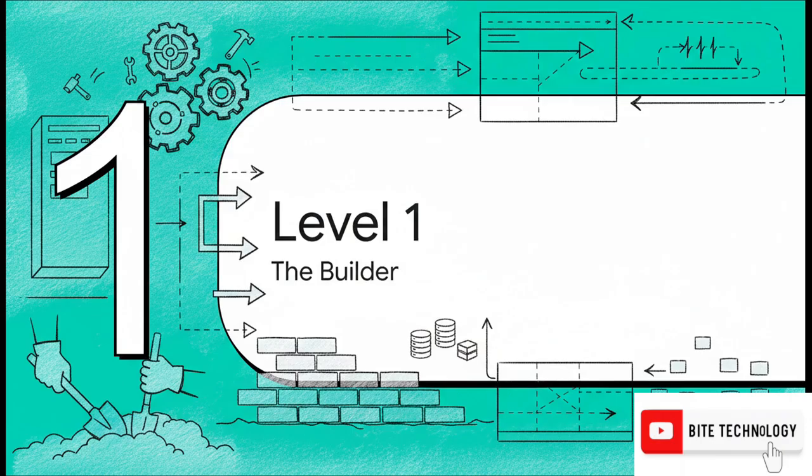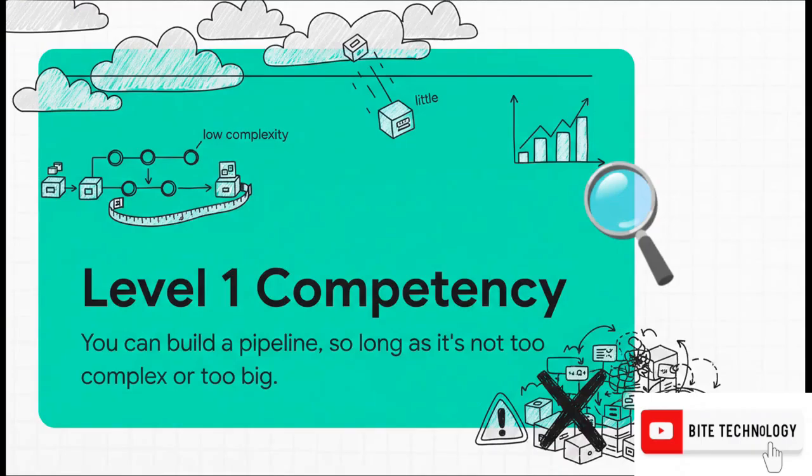Okay, level 1, this is where everybody starts out. We call this the builder. It's all about rolling up your sleeves, getting your hands dirty, and just making things work. And what does a builder do? It's pretty straightforward, right? You can build a data pipeline that works. You get the logic, you can write the code, and you can move that data. But, and this is the key, it's for stuff that's not too crazy big or super complex. You're building, but within certain limits.